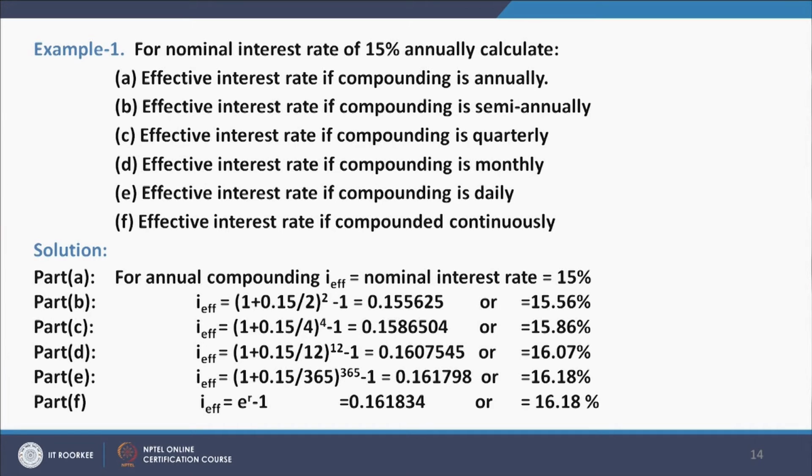Now, part C, where it is compounded quarterly. So, i effective is equal to (1 plus 0.15 divided by 4) whole to the power 4 minus 1, which comes out to be 0.158654 or 15.86%.